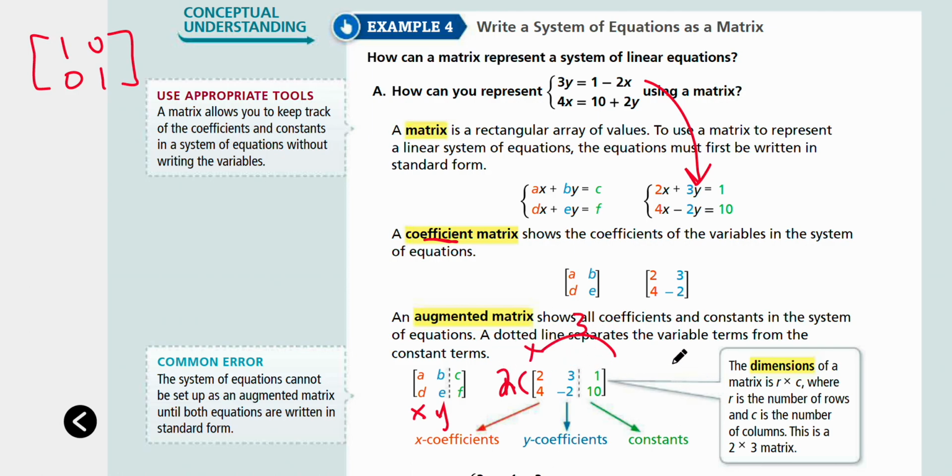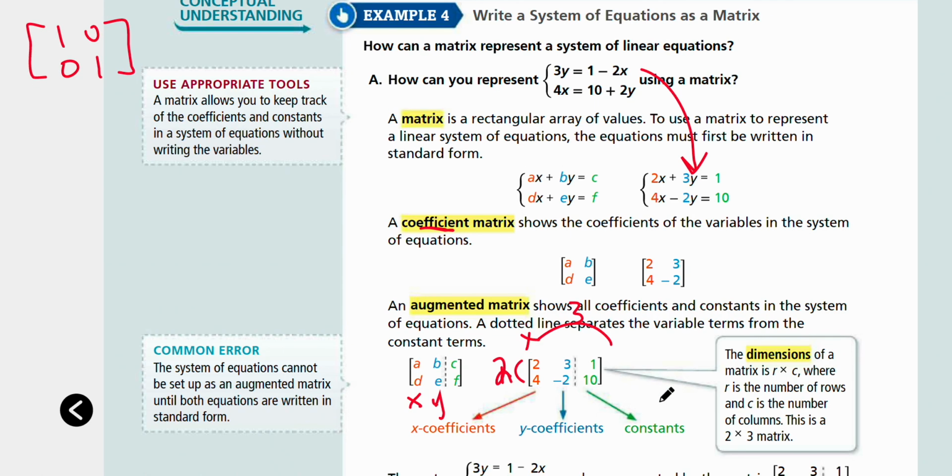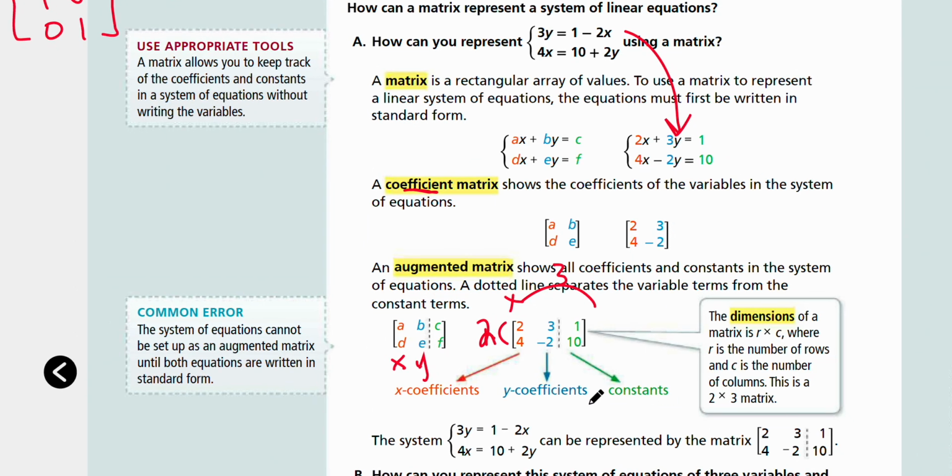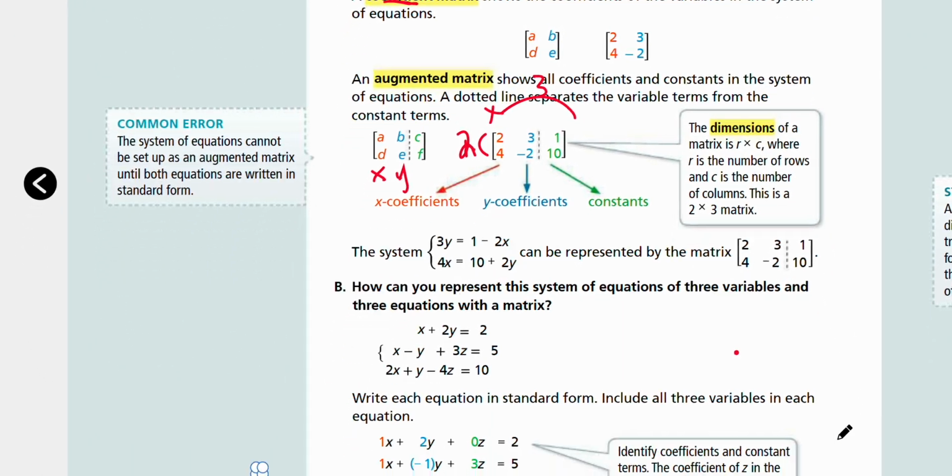This is how we read a 2 by 3 matrix. There could be 3 by 3, there could be 4 by 4, but you just count the rows and columns to call them this way. These are the vocabulary words, and we can write the system 3y equals 1 minus 2x and 4x equals 10 plus 2y as 2, 3, 1, 4, -2, 10 in the matrix. So now we know how to write a matrix, right?